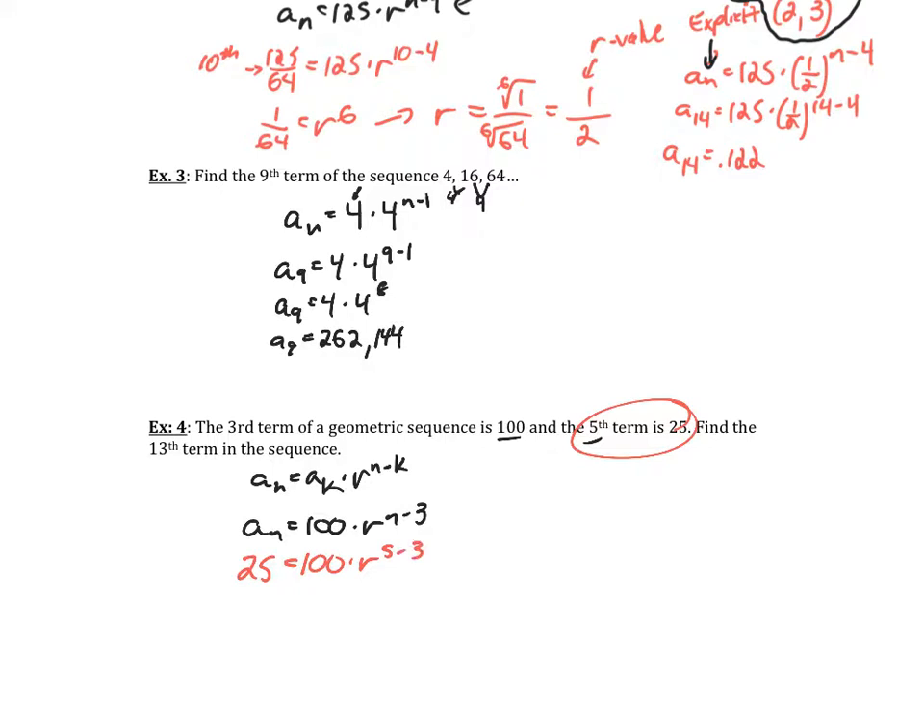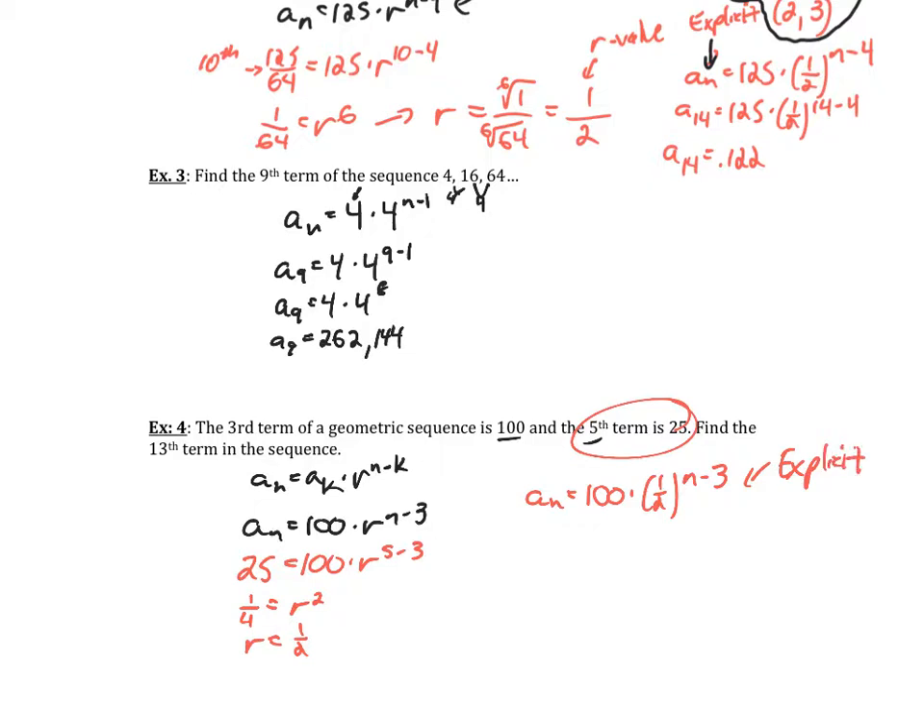Divide both sides by 100, you get 1/4 equals r squared. And you take the square root of both sides, r is equal to 1/2. So your explicit formula is a sub n equals 100 times 1/2 to the n minus 3. That's our explicit formula.